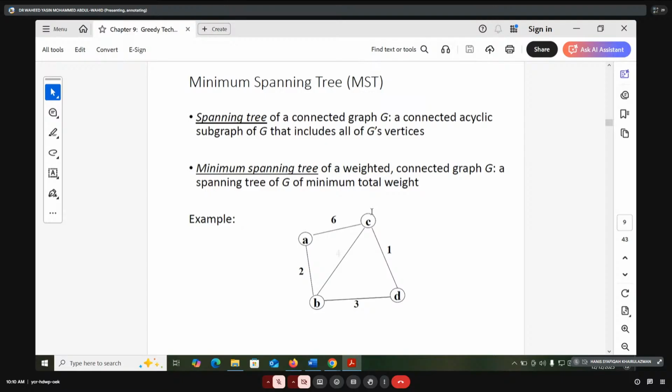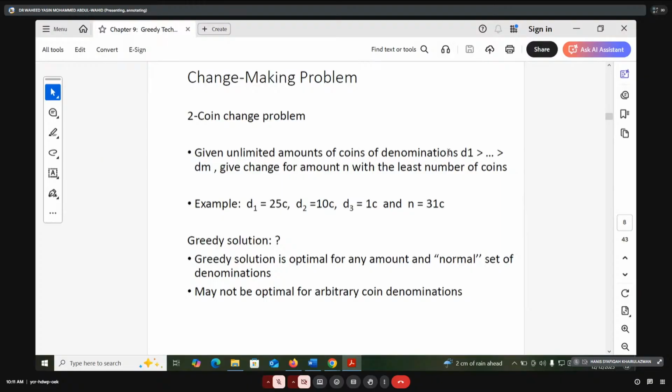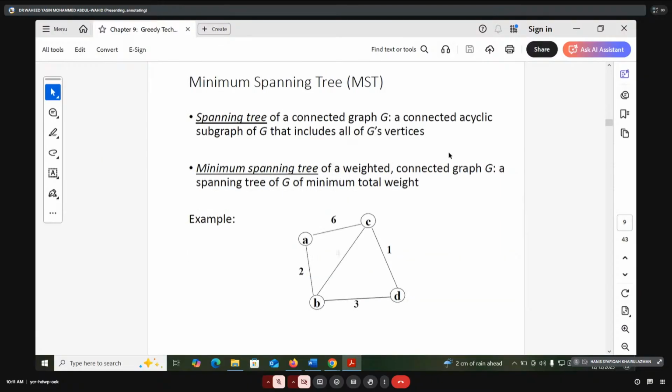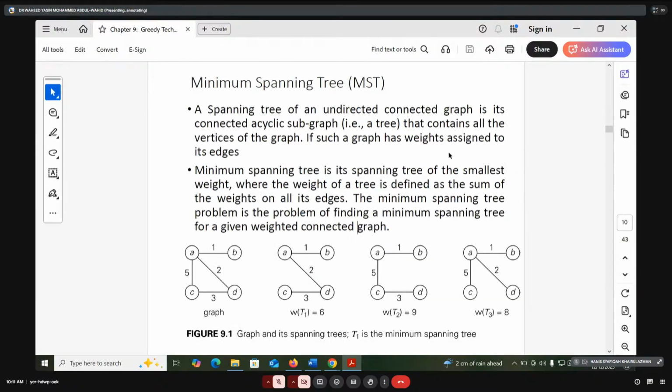Then we go to minimum spanning tree. The spanning tree of a connected graph G is a connected acyclic subgraph of G that includes all of G's vertices. So it is acyclic, not cyclic, acyclic. So the minimum spanning tree of a weighted connected graph G is a spanning tree of G with minimum total weight. So here I have a tree. I want to visit all the nodes with the minimum weight.